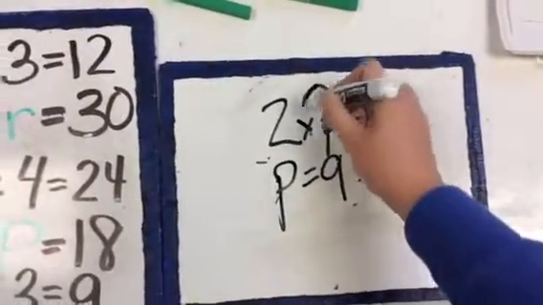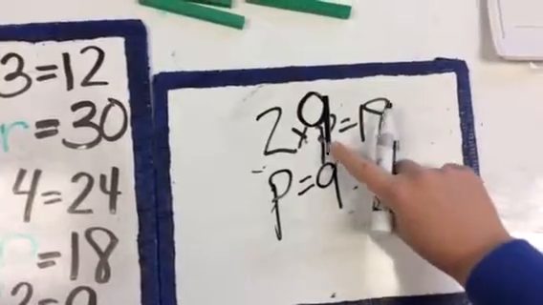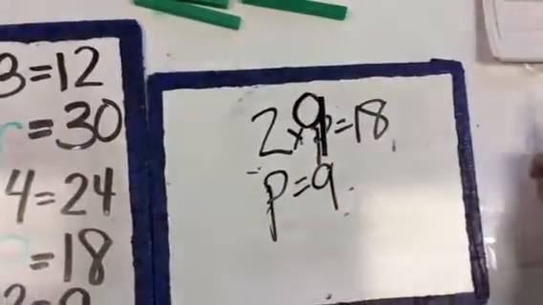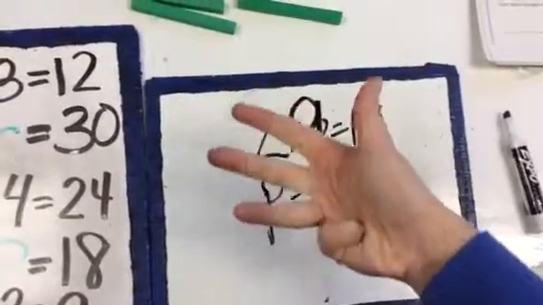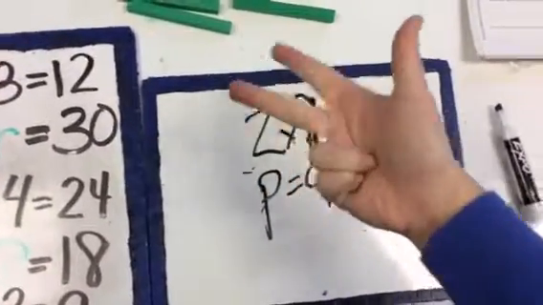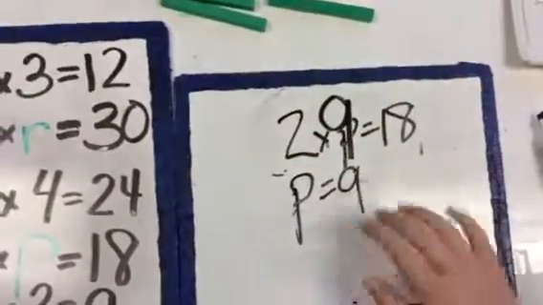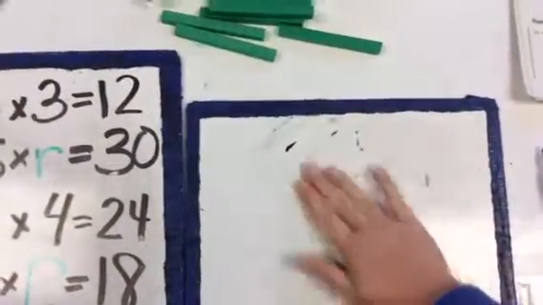Well, let's find out. Let's put a 9 here. Let's sing our 2s until we have 9 fingers and see if that gets me to 18. 2, 4, 6, 8, 10, 12, 14, 16, 18. Yep, sure did. So I know P is equal to 9.